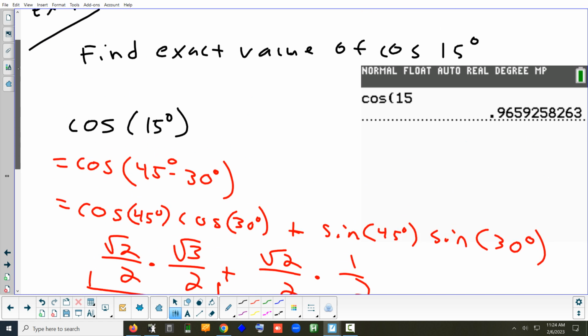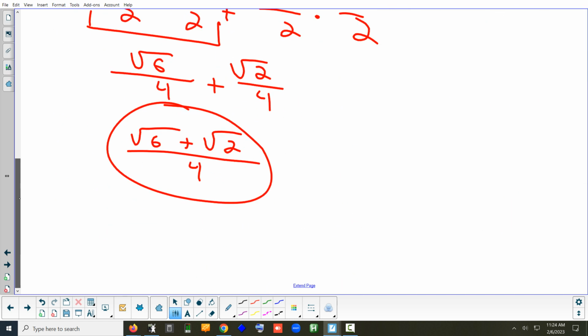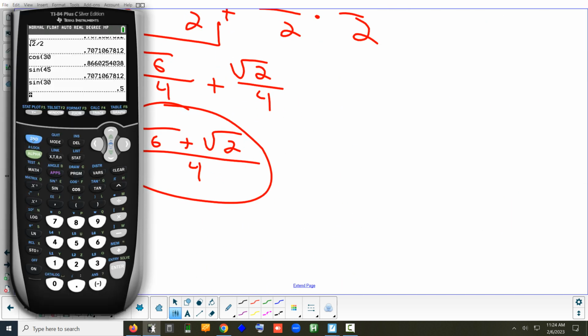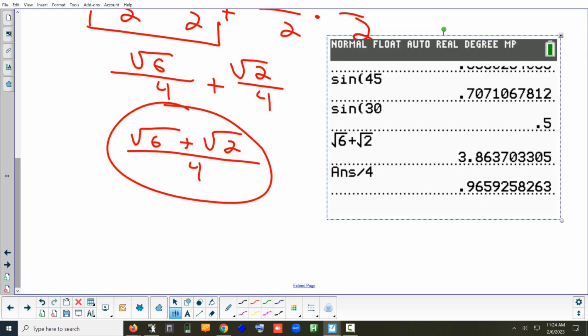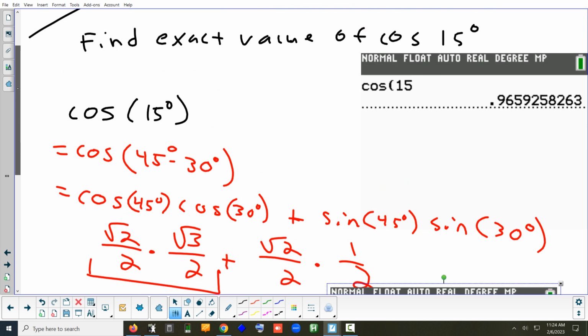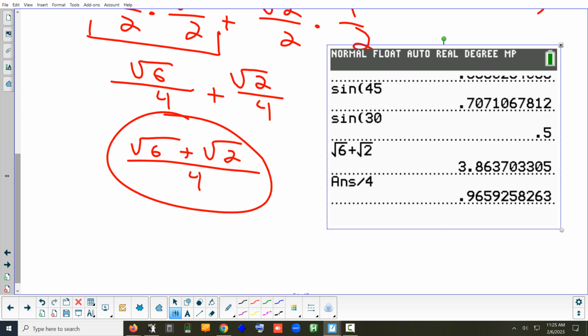Let's see if that comes out to 0.9659. So take the square root of 6 plus the square root of 2. That's the top. And now divide it by 4. 0.9659. So that's exactly what you get when you type in cosine of 15. But this is the exact answer.